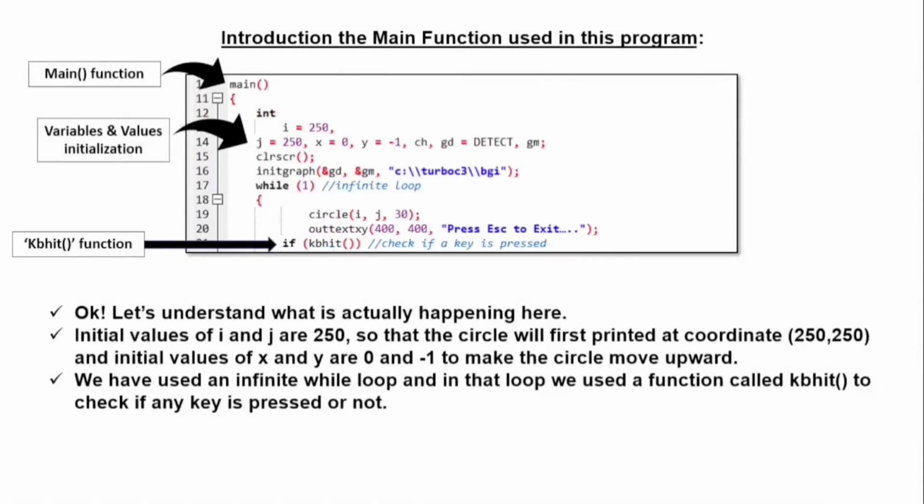Moving further, this is the introduction of the main function used in this program. Okay, let's understand what is actually happening here. Initial values i and j are 250, so that the circle will first be printed at coordinate 250, 250, and initially the values of x and y are 0 and -1 to make the circle move upward. We have used an infinite while loop, and in that loop we used a function called kbhit to check if any key is pressed or not.